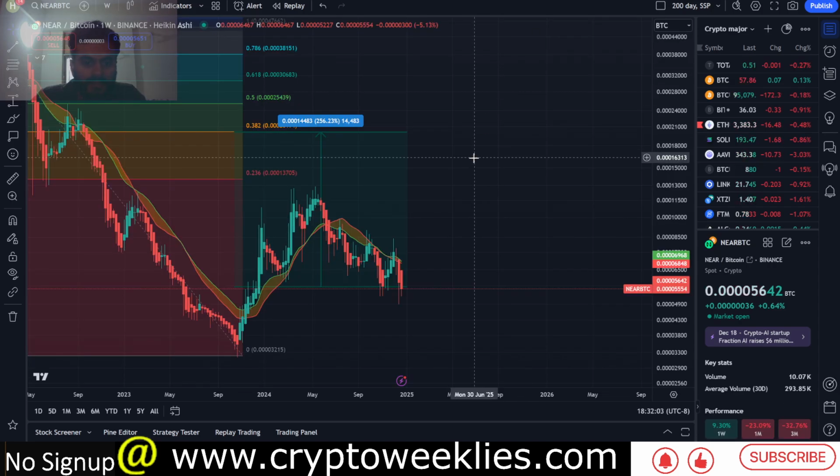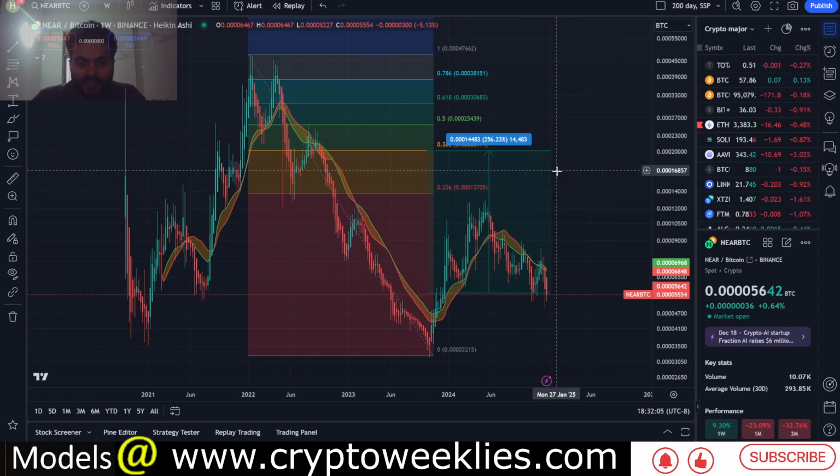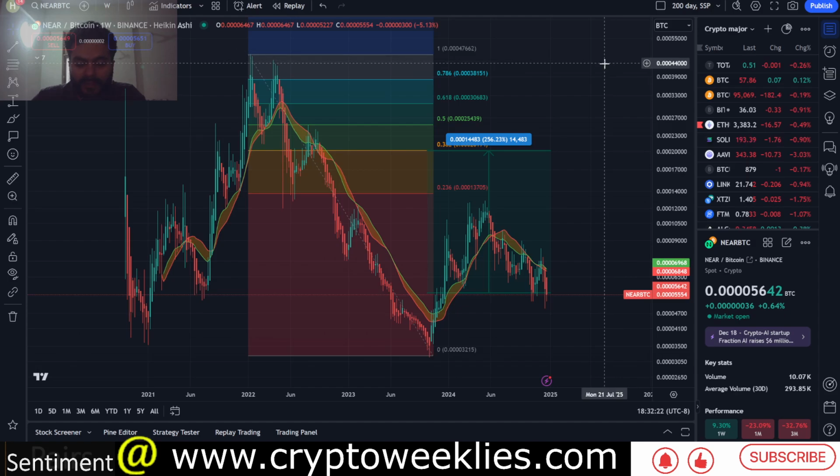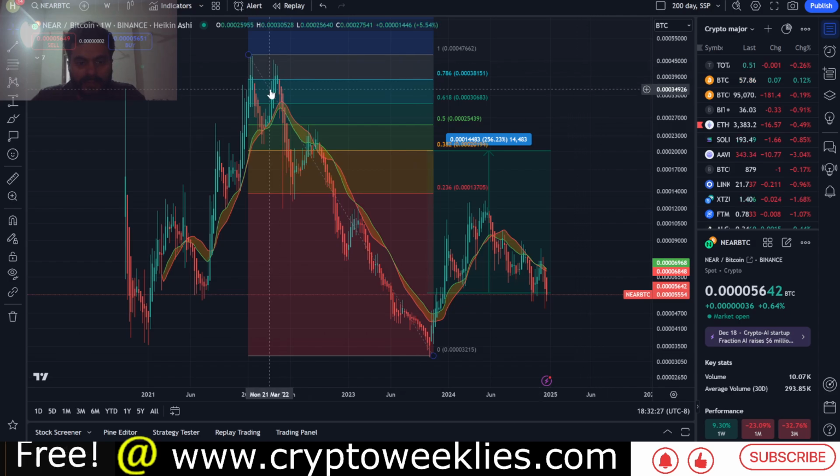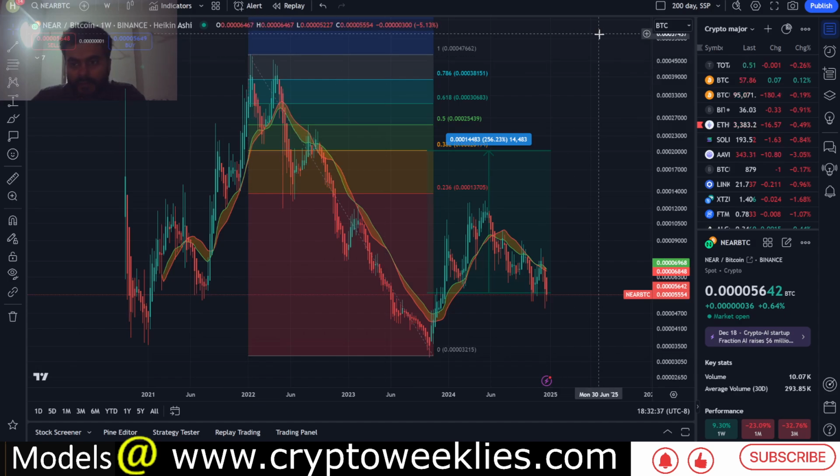On its Bitcoin pair, if NEAR has a run to the 0.38 fib level, that would correspond to a rally on its Bitcoin pair of around 256%, and in terms of return, that would be about a 3.5x return on its Bitcoin pair. I would imagine that could only happen if Bitcoin has already achieved its major top, like NEAR ran after in the early part of 2022, when Bitcoin had already topped in November 2021.